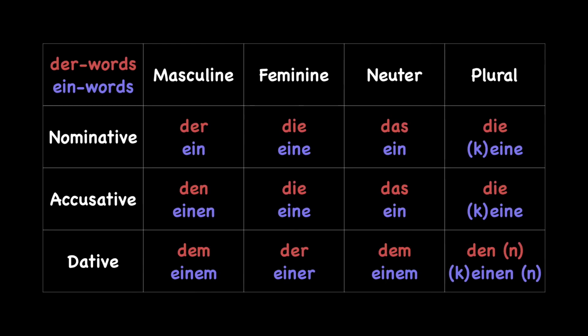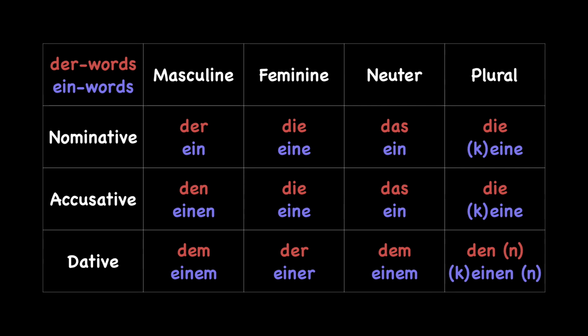You've already learned the der words and the ein words for the nominative and accusative cases. In the nominative case, they are der, die, das, die, for the masculine, feminine, neuter, and the plural. In the accusative case, the only one that changes is den instead of der for the masculine form. So all of them together are den, die, das, die. In the dative case, all of them change. So now we have dem, der, dem, den. You'll also notice that I put a parenthesis around an n after den because you remember that you put an n at the end of the noun as well for the plural dative.